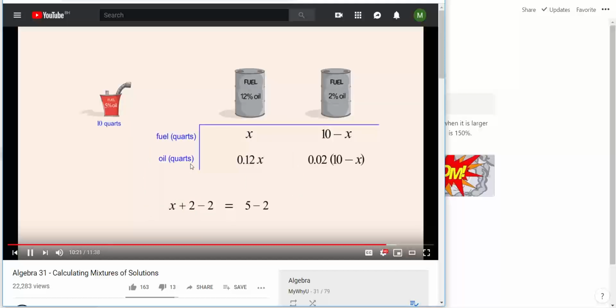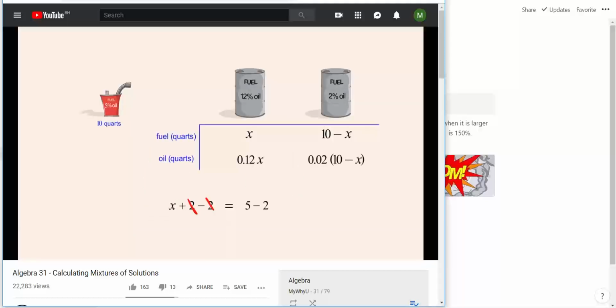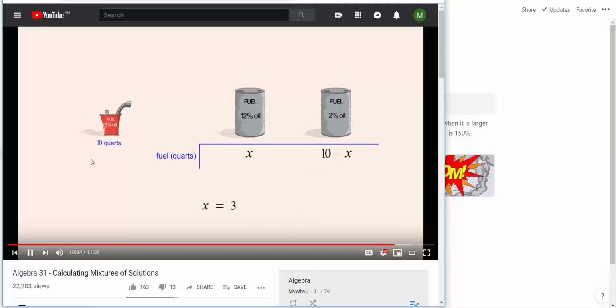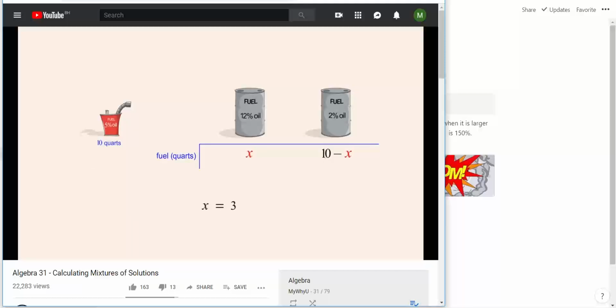This allows us to cancel the positive and negative 2's on the left, leaving us with the equation x equals 5 minus 2, or x equals 3. We can now substitute this value for x into our table to find the quantity of fuel to take from each barrel. We see that the quantity to take from the 12% barrel is 3 quarts, and the quantity to take from the 2% barrel is 10 minus 3, or 7 quarts.